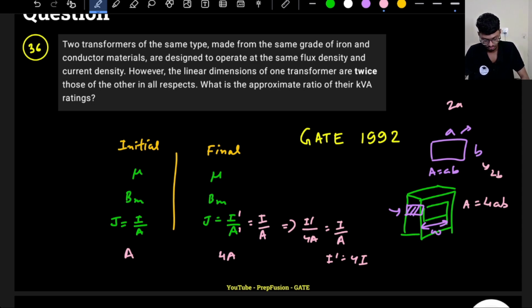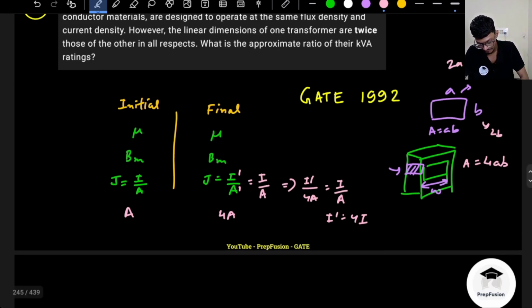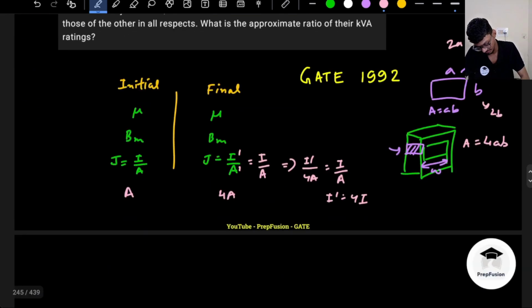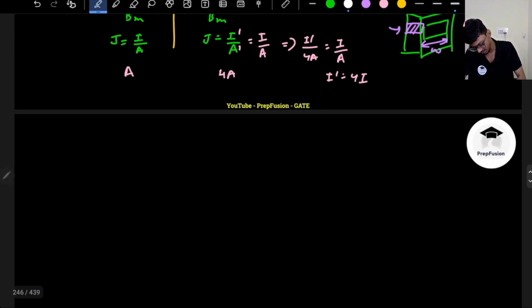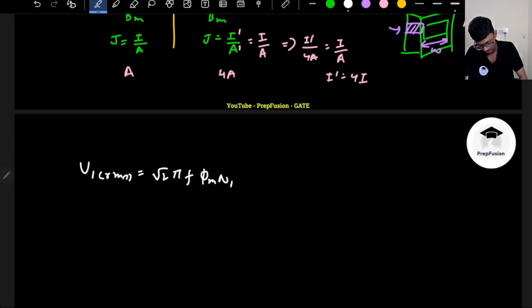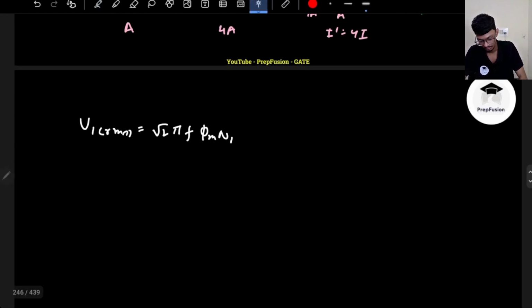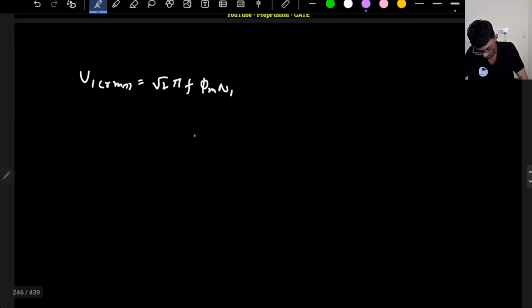Now what about the voltage? What will happen to the voltage? If you understand what they have told, they will operate in the same flux density. So if they are operating in the same flux density, what is my voltage equal to? Voltage V1 RMS is equal to root 2 pi f phi m into n1. They have not talked about the number of turns, so I will assume the number of turns is the same. Since it has to operate in the same flux density, I will convert this formula, phi m in terms of Bm, so phi m is simply Bm into A, that's it, right?